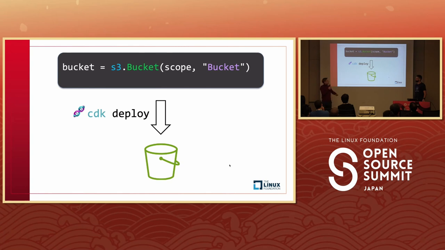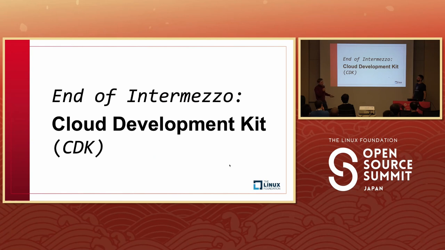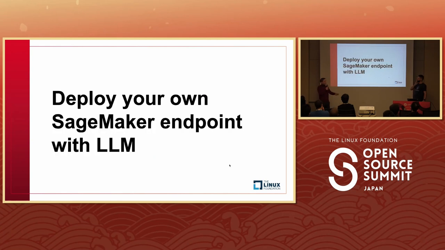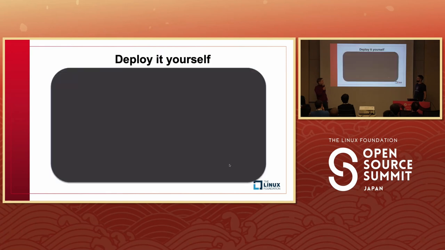In this example, I'm creating an S3 bucket. For those who don't know what an S3 bucket is, it's object storage in AWS. If we write this code and run CDK deploy, CDK will take this, understand what infrastructure you'd like to deploy, and deploy it into your AWS account. So with this information, we can actually deploy our backend, deploy your own backend with the LLM on board.